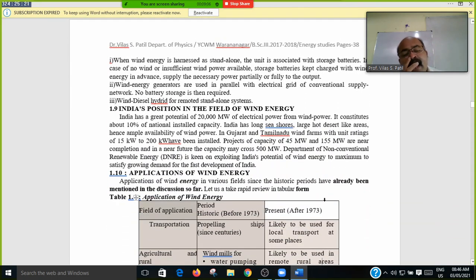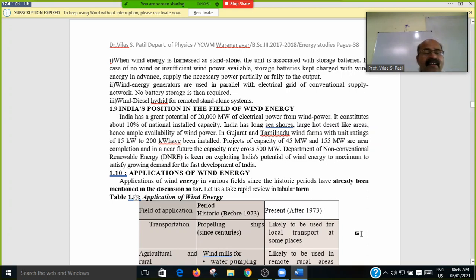Again, wind diesel hybrid for the remote standalone system. Wind diesel hybrid means that when wind is not present with sufficient speed, the project would have to be stopped. But the project where electricity is required does not stop. Here the diesel engine is used to start the industrial work. For that, the wind and diesel hybrid for a remote standalone system is used.